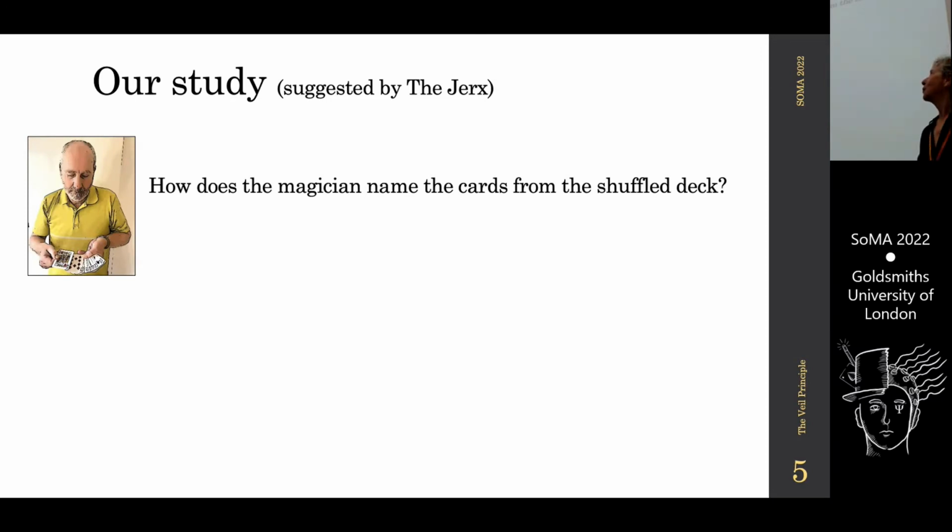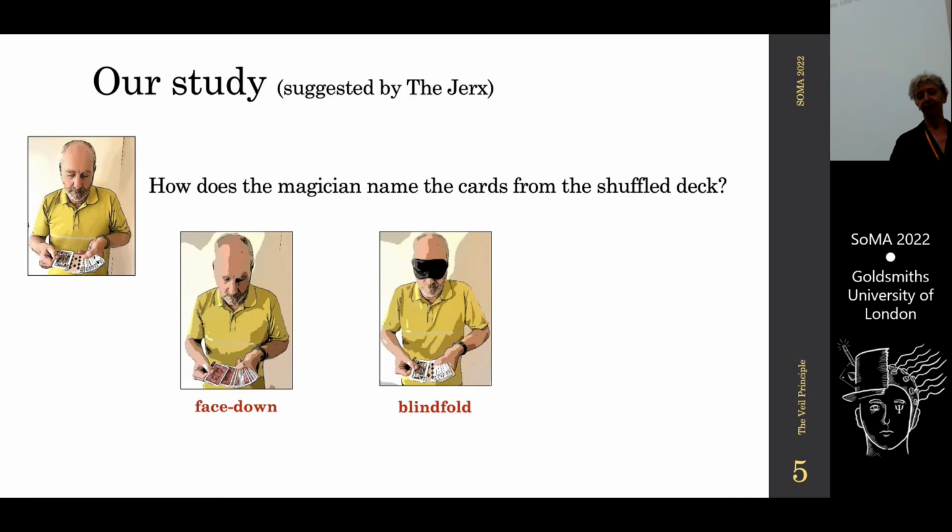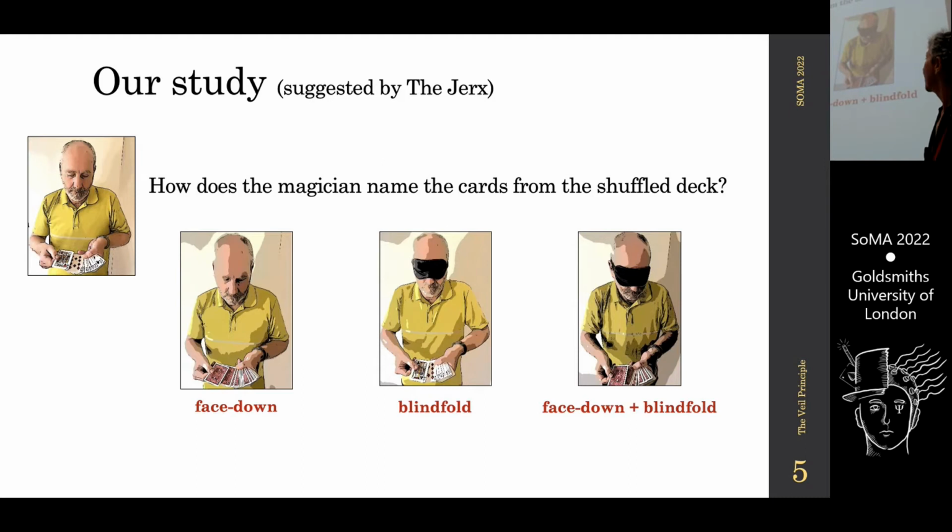This is our study, and this was suggested by some observations in the Jerx blog. The basic pattern of the trick that we use here is that the magician spreads some cards, the audience member takes a card, and the magician names the card. Very simple. We did it in three conditions. One, cards are face down. One where the cards are face up, but the magician is blindfolded. And then where both things apply: cards are face down and the magician is blindfolded.